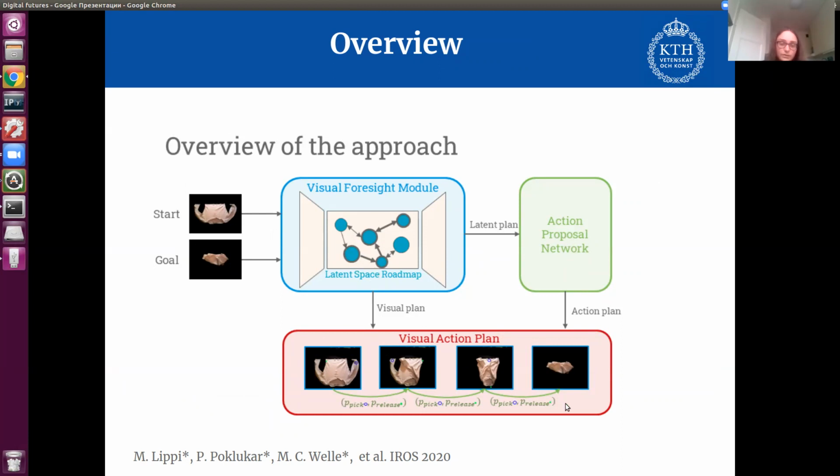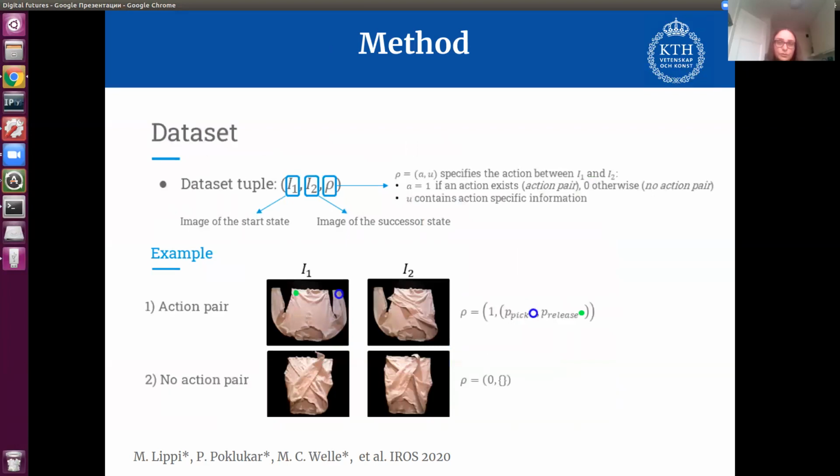And it looks like this. So as we plan in this graph in the latent space of a VAE, we can show different transitions of how the object should be deformed in order to fulfill the final goal, the folded shirt. Yes, and as I said, this approach is completely data-driven. So we basically train this model on a data set that consists of images of the system and actions connecting them.